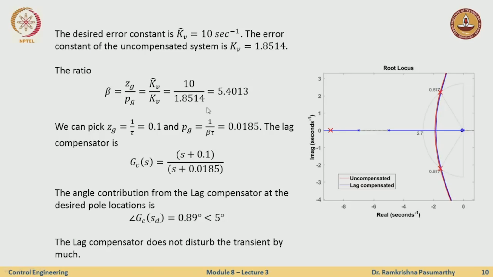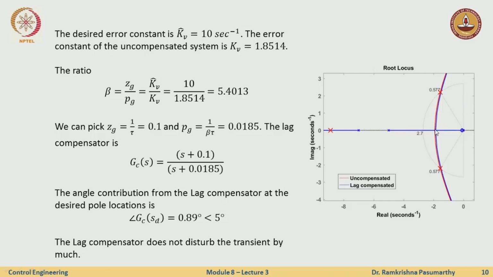So now, by doing the method as suggested earlier, if I put my zero at 0.1, the pole location turns out to be at 0.108, and the lag compensator is of this form. I will not really have a gain K here, because the gain contribution of this entire thing should be as close to 1 as possible. And what is the angle contribution? Well, it's just 0.89 degrees, less than 5. So the lag compensator does not really alter the transient performance too much, as we see here.